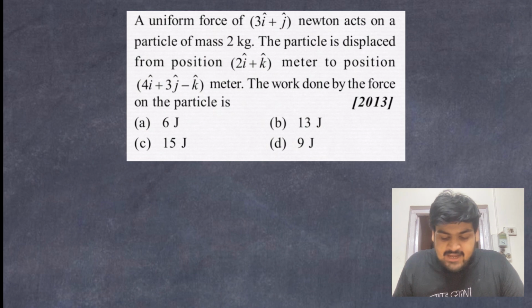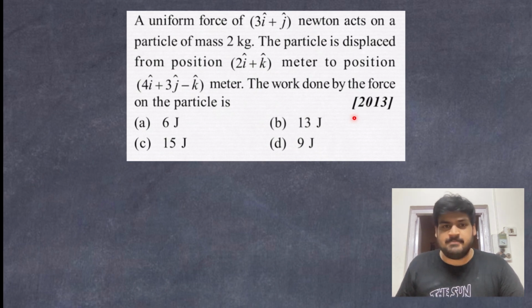Uniform force of 3i plus j Newton acts on a particle of mass 2 kg. The particle is displaced from the position 2i cap plus k cap meter to position 4i cap plus 3j minus k cap meter. So we need to find the work done by the force on the particle. So it's a very simple question. It was asked in NEET 2013.